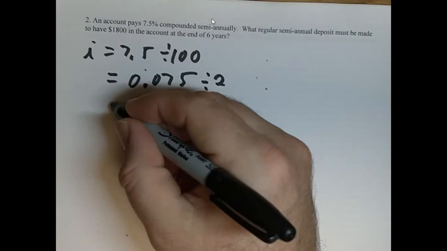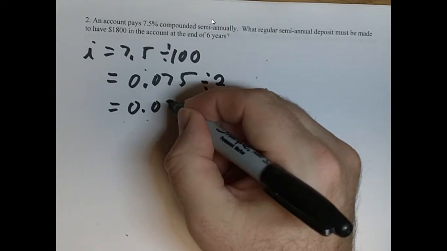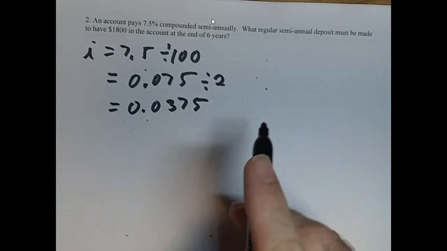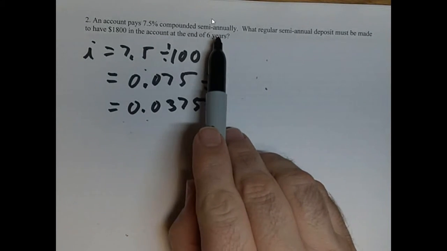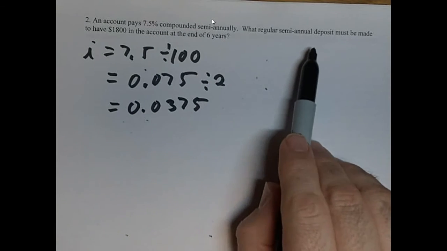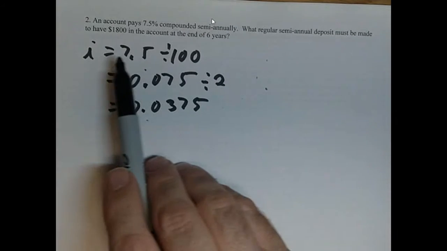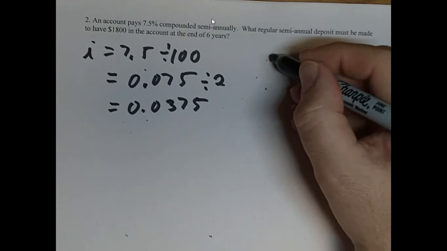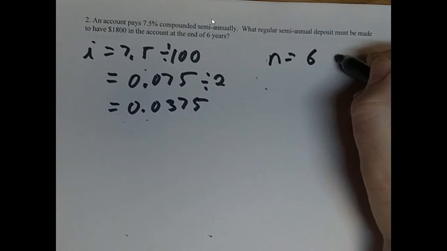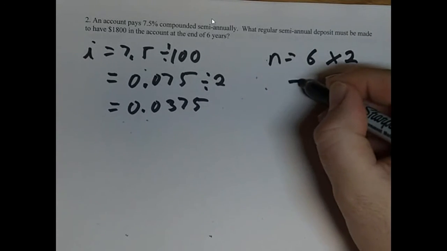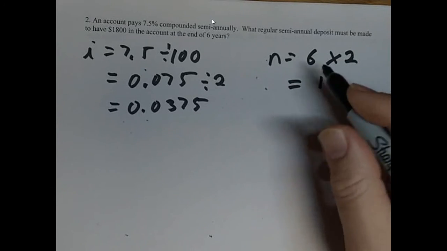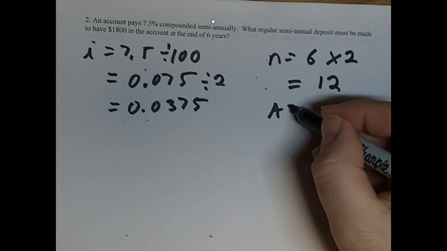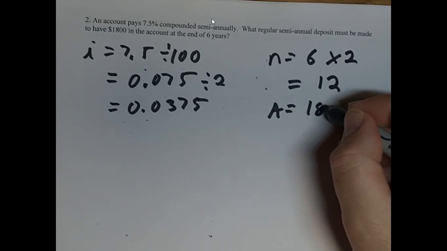0.0375. Again, this account pays 7.5% semi-annually. What semi-annual deposit must be made to have $1,800 in the account in 6 years? So N is 6, and we're going to do the opposite. We're going to multiply by 2 because it's semi-annual, and you get 12. Now this time our amount at the end is 1,800.